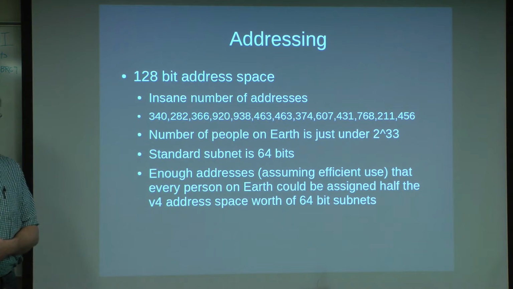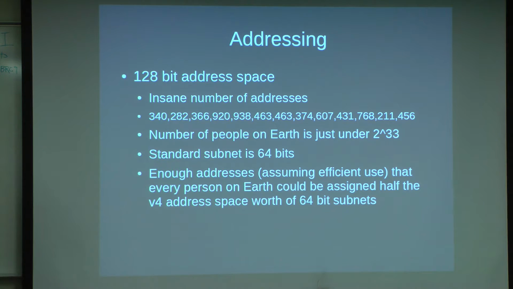So to put it another way, there are enough addresses in IPv6 that we could give every person on the planet half of the address space of v4 worth of /64 prefixes. So we could give every person 2 billion /64 prefixes. The /64 prefix is kind of equivalent to a /24 in the IPv4 world, if that makes sense to you. That's an insane number of addresses.